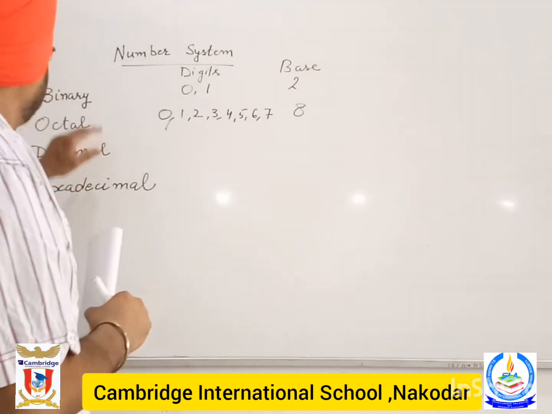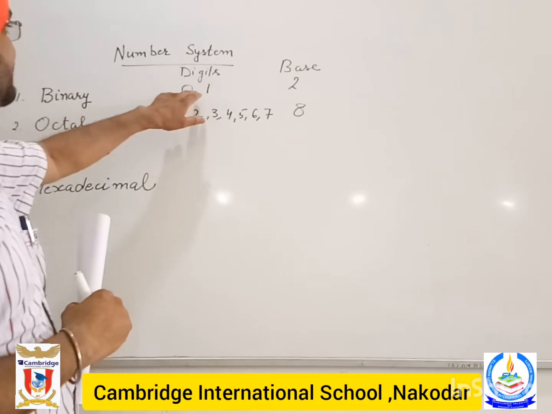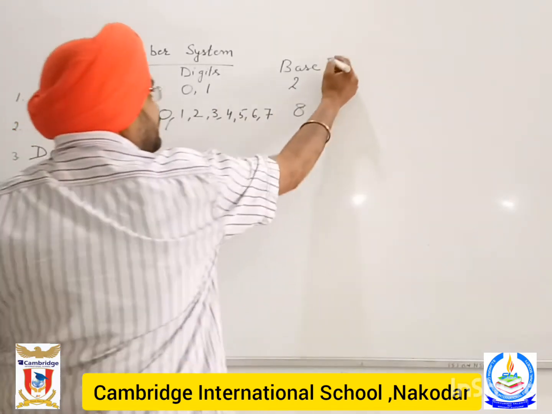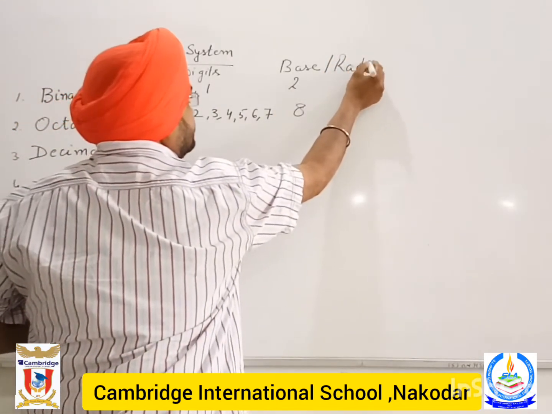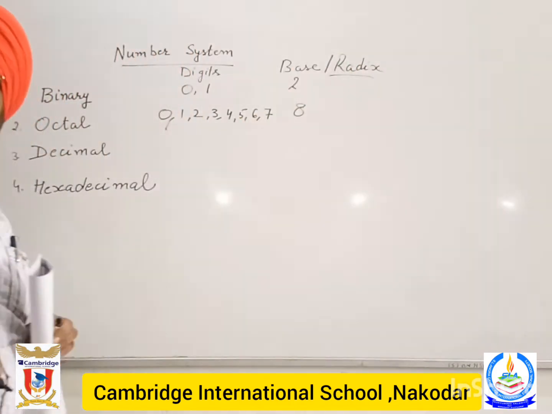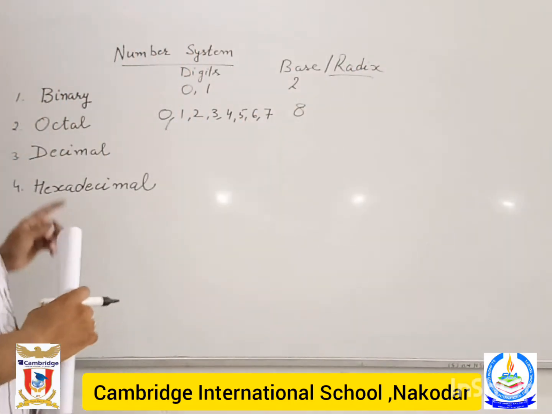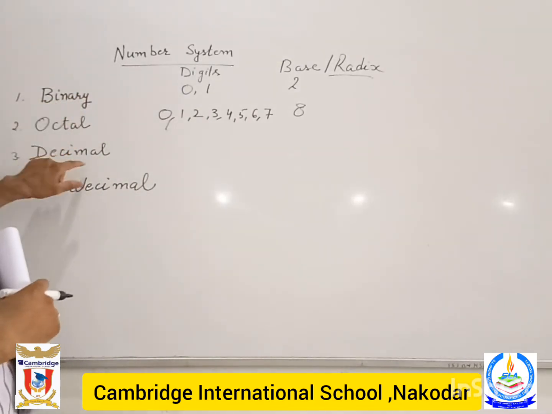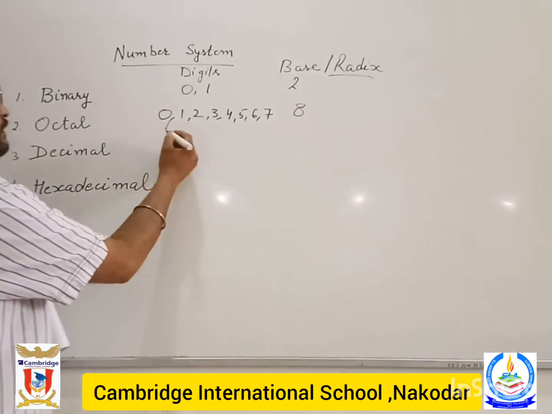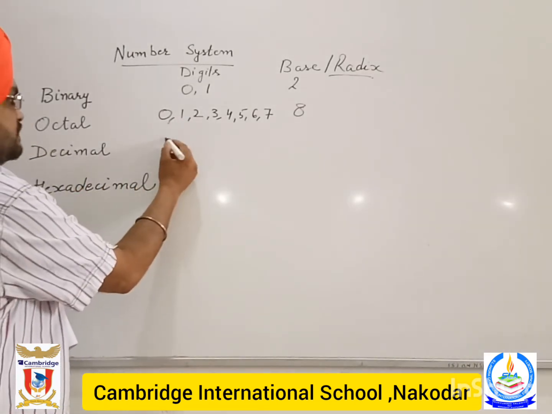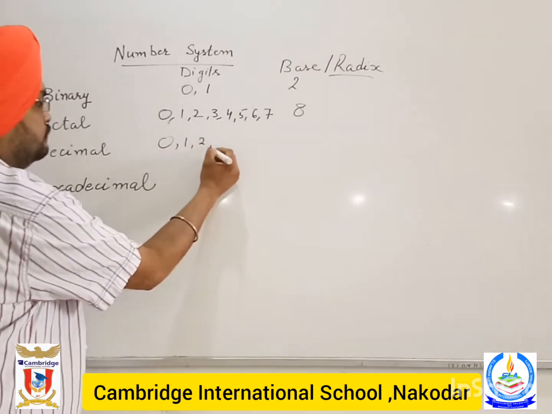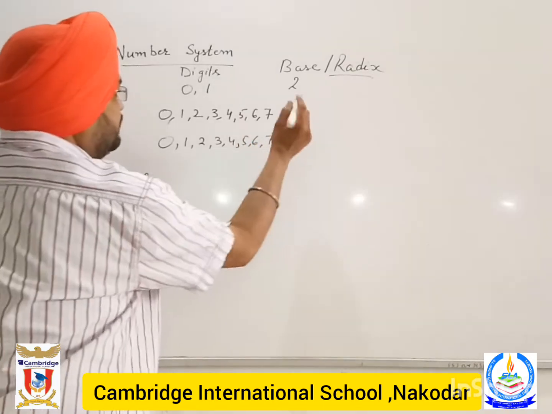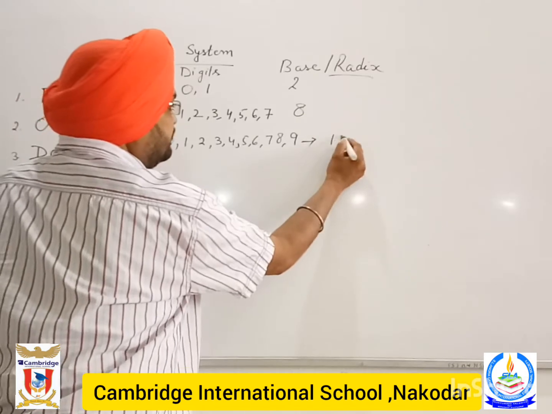As you know, binary digits are 0 and 1 and its base is 2. Base is also called radix. So this is directly understood by the computer. And decimal number system, we will come to later on this octal number system. Decimal number system has digits 0, 1, 2, 3, 4, 5, 6, 7, 8 and 9 and its base is 10.